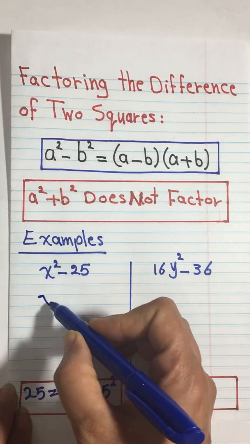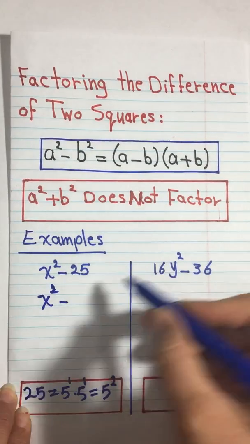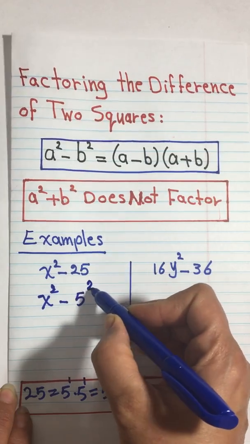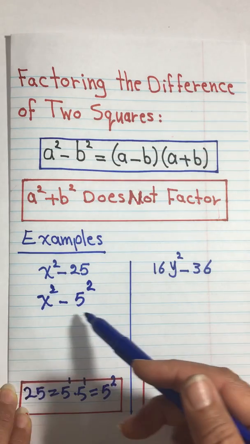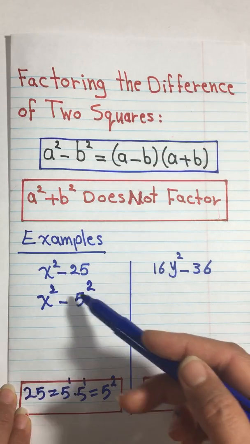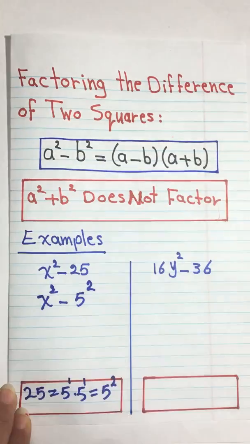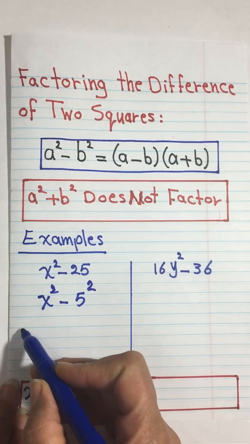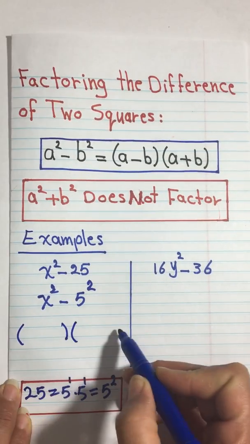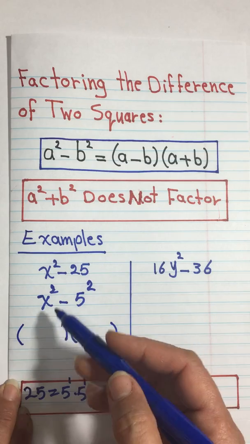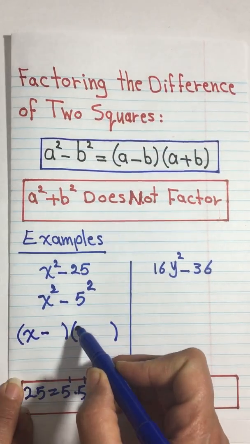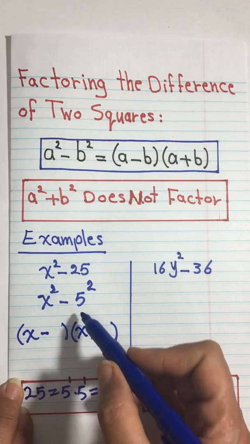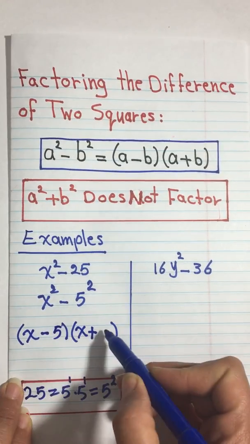Now I have x squared minus 5 squared. If I look at these two terms, these are the same as the formula. When I factor them, parentheses, x minus 5, and parentheses, x plus 5.